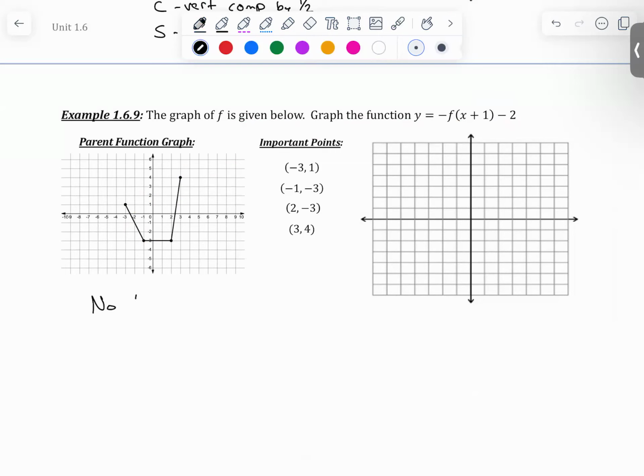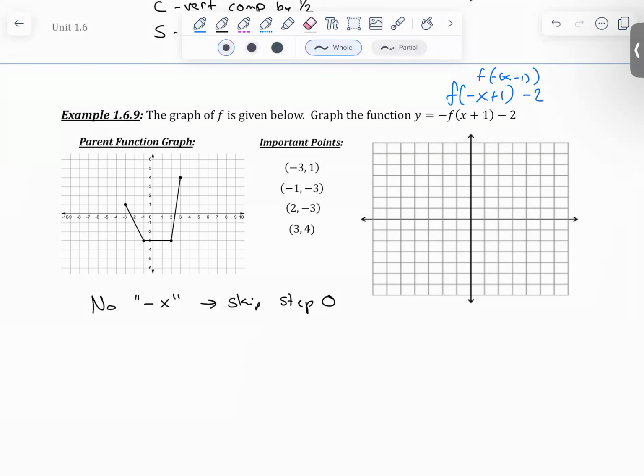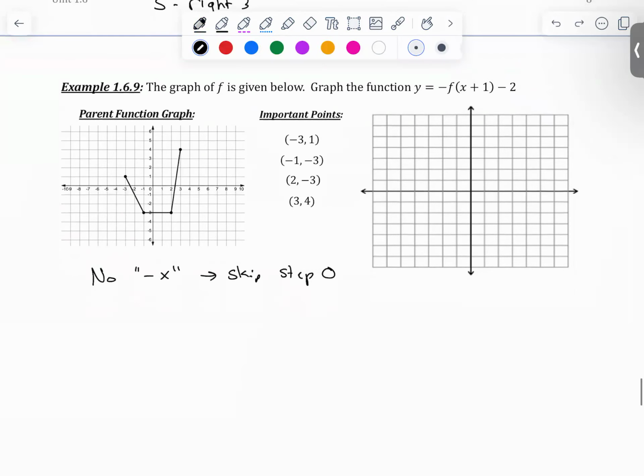So it's telling us all the transformations here. There's no negative x, so we'll skip step 0. It would look like f of negative x plus 1 if we wanted to talk about a reflection across the y-axis. But either way, it's not like that. The minus sign is on the outside. So since there's no negative x on the inside, we skip step 0 and then follow RCS.